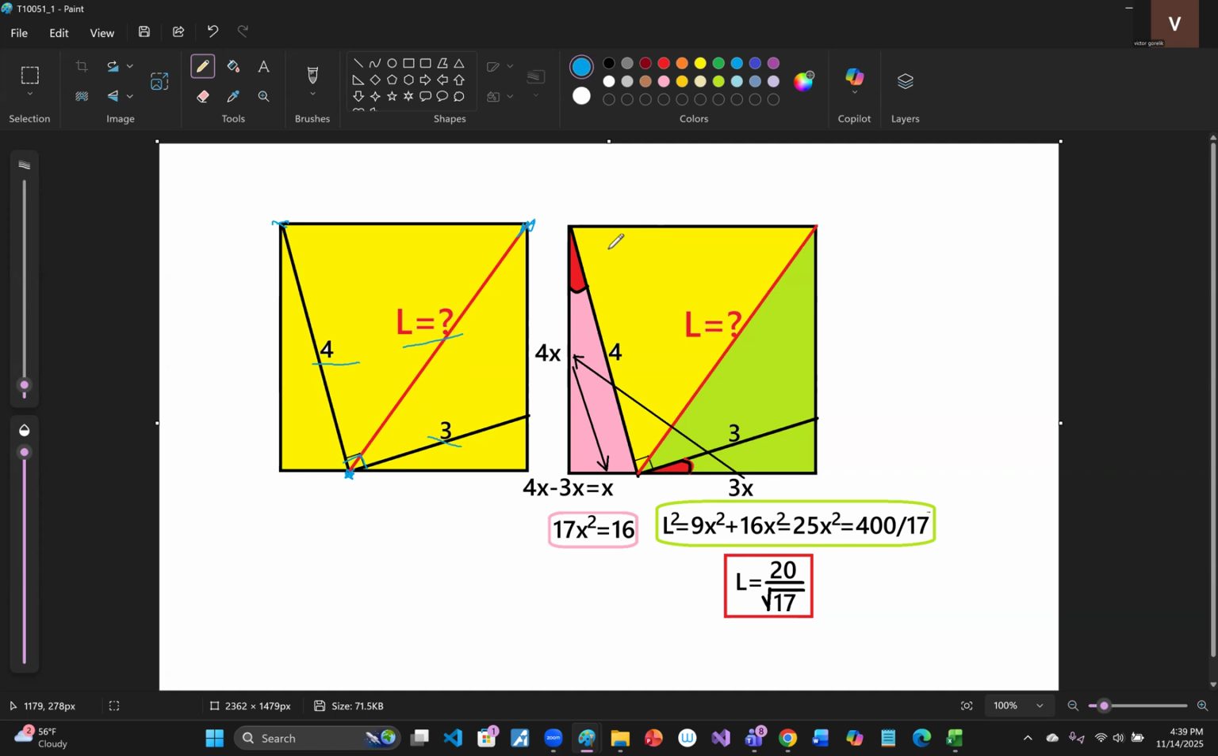Solution. Consider the pink triangle and the small green triangle. The red angles are equal because they have mutually perpendicular sides.